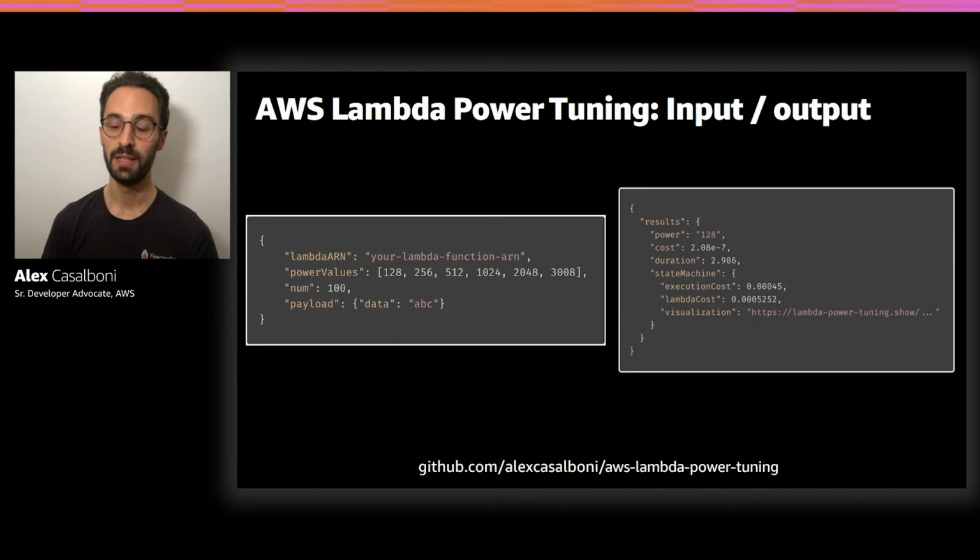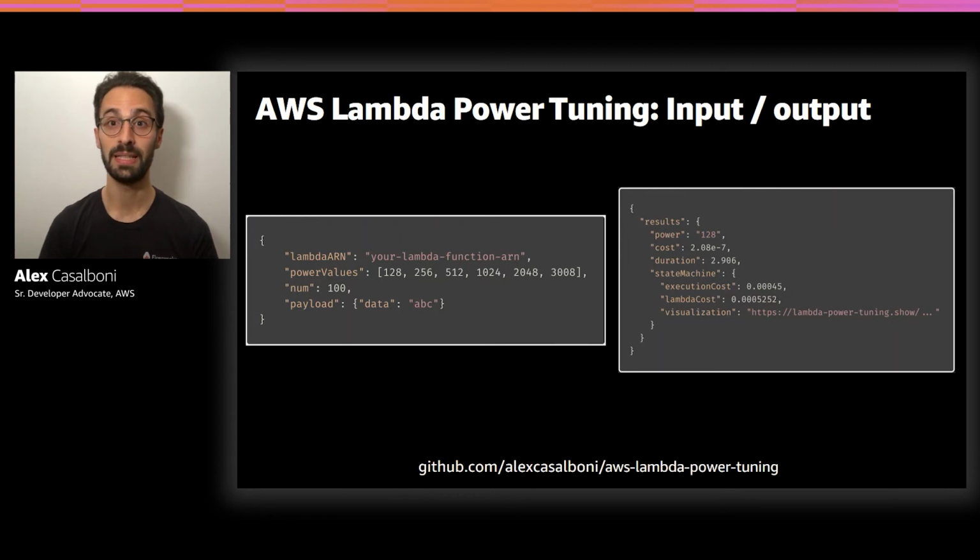How do you use it? You can provide an input where you specify your Lambda function ARN, the power values that you want to test. You specify the number of times that you want to execute your function and what is the payload. This could be a fixed static payload, or you can even specify multiple payloads with a weight. So there are a lot more options that you can find in the documentation. It would be too long to put on this slide.